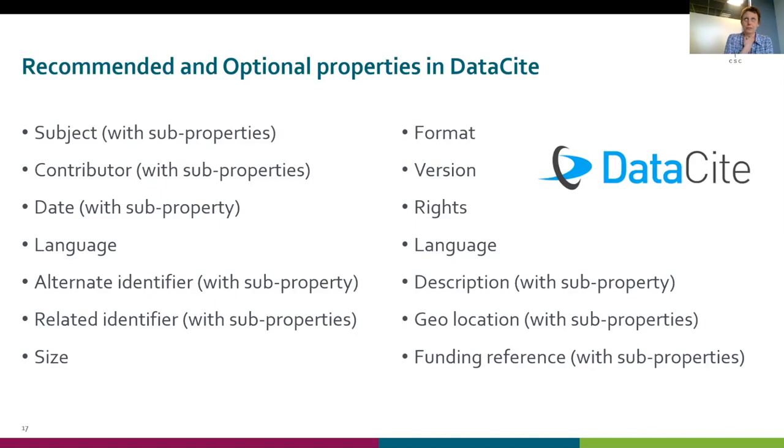So there are, of course, then other recommended and optional properties: subjects, contributor, date, language, different kinds of identifier fields where you can link or have alternate identifiers, size, format, version, rights, and then description, which I highly recommend that you use extensively, because it is really a very important field to enable reuse of the data. And then you can also use geolocation, and also what's important, for instance, for the Open Access, is the funding information.